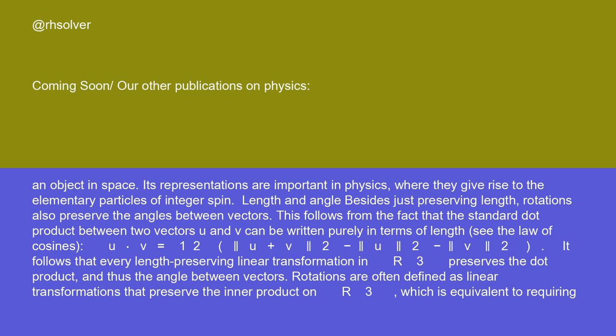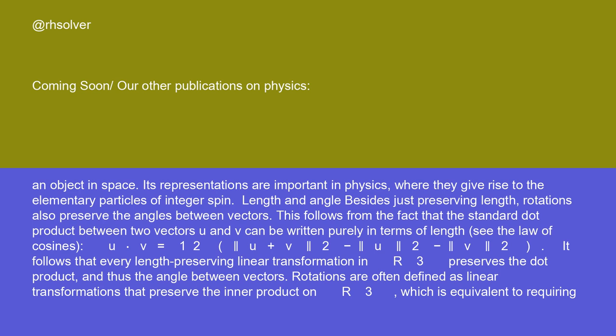Length and angle: besides just preserving length, rotations also preserve the angles between vectors. This follows from the fact that the standard dot product between two vectors u and v can be written purely in terms of length. See the law of cosines: u·v = 1/2 (|u+v|² − |u|² − |v|²). It follows that every length-preserving linear transformation in R3 preserves the dot product, and thus the angle between vectors.